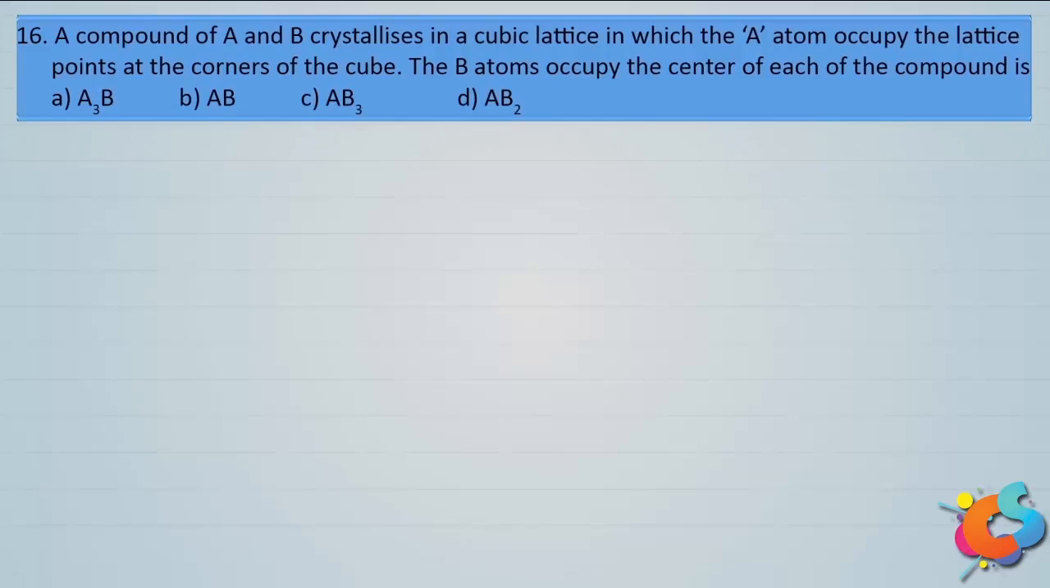A compound of A and B crystallizes in a cubic lattice in which the A atom occupies the lattice points at the corners of the cube. The B atoms occupy the center of each face of the cube. The formula of the compound is? The given options are option A, A3B, option B, AB, option C, AB3, and option D, AB2.